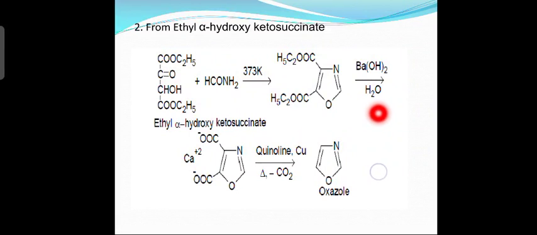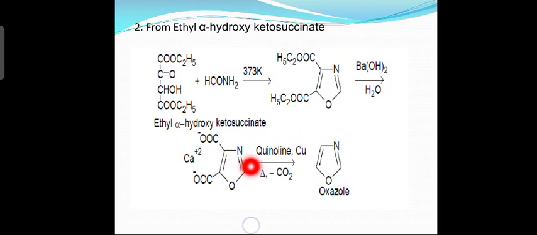This on treating with barium hydroxide or calcium hydroxide. You can use any one of these, barium hydroxide or calcium hydroxide. If you use calcium hydroxide, you get what? Calcium salt. You can see here Ca2 plus, and this will be COO minus, the calcium salt is obtained. If you use barium hydroxide, the barium salt is obtained. So you have to write barium here.